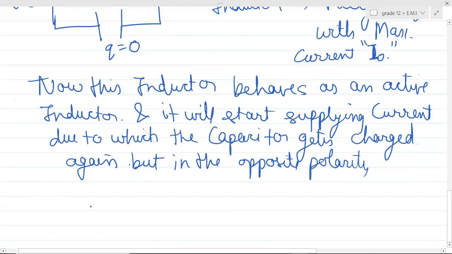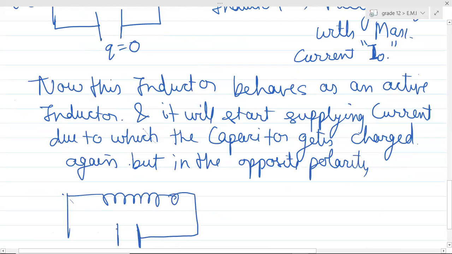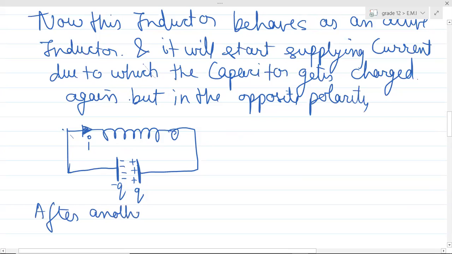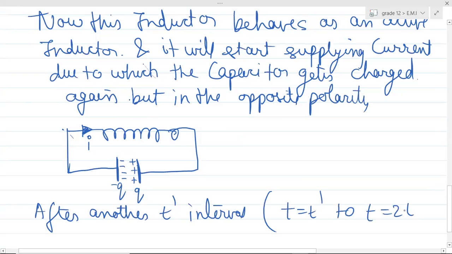So basically, what will be the scenario after this? This current I naught will start decreasing again, and this capacitor will now get charged with this as the positive plate Q and this as the negative plate minus Q. And let's say the general current inside the circuit flowing is small i. Are you getting my point? After another t dash interval, that is from t equals to t dash to t equals to 2t dash.